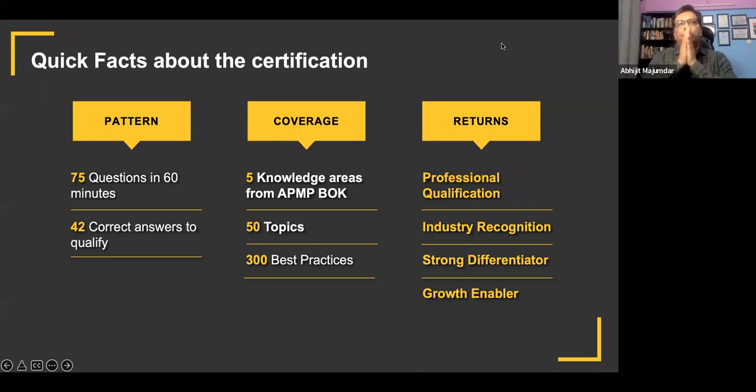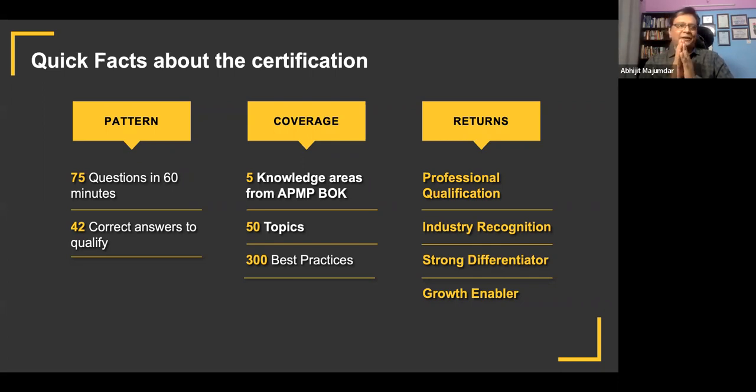And so ultimately, you have to prepare for 75 questions, and out of these 75 questions, you have to answer 42 correctly to qualify. This is not a graded exam. There is no grading A, B, C or pass. There's only a pure pass-fail exam. Either you pass or you fail. So to pass, you have to get 42 questions correctly out of the 75 questions in 60 minutes.